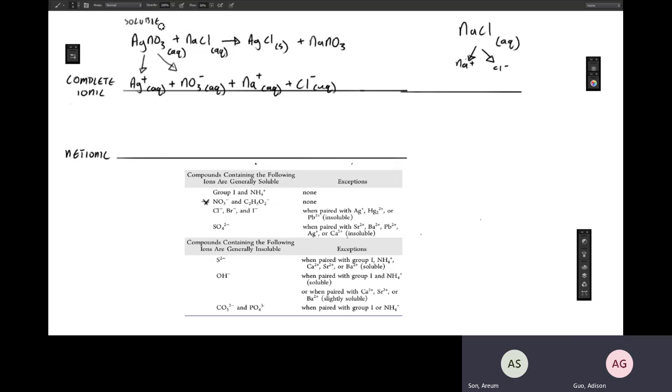But the same idea, if we go down to over here, this has sodium. Sodium is part of group 1, and that means that group 1 is always soluble as well. So your sodium, potassium, rubidium, any of those are always soluble. So because of that, this whole thing is soluble.